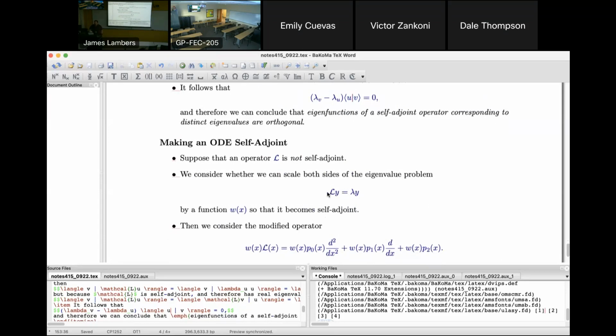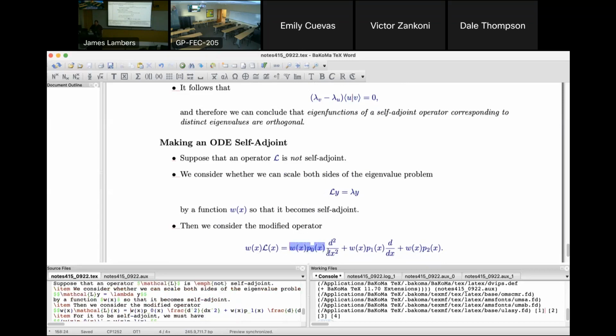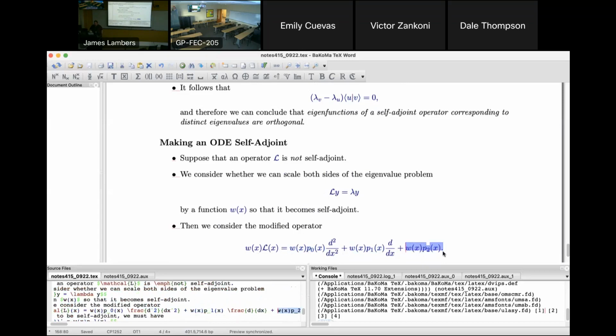Instead of L, it's going to be w times L. And because we're multiplying by w on the left, to get the coefficients of a new operator, we're just scaling the old coefficients by w. So here's the coefficient of the second derivative, the coefficient of the first derivative, and the coefficient of the no derivative term.